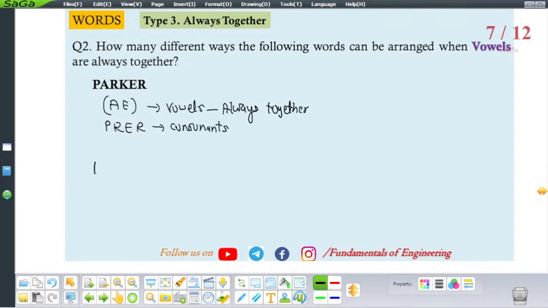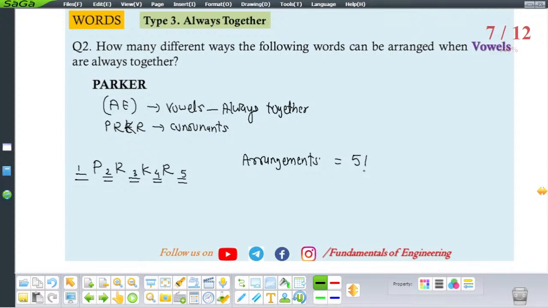P, R, sorry, here is the K and R. So how many places? First, second, third, fourth and fifth. So 5 places. So arrangements, we are getting 5 places that can be arranged in 5 factorial ways.